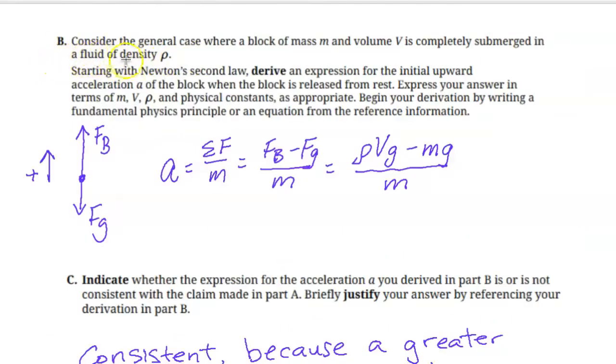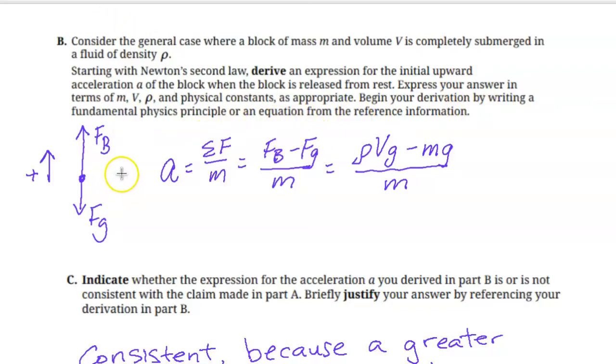Part B. Consider the general case where a block of mass m and volume v is completely submerged in a fluid of density ρ. Starting with Newton's second law, derive an expression for the initial upward acceleration a of the block when the block is released from rest. Express your answer in terms of m, v, and ρ and physical constants as appropriate. Begin your derivation by writing a fundamental physics principle or an equation from the reference information.